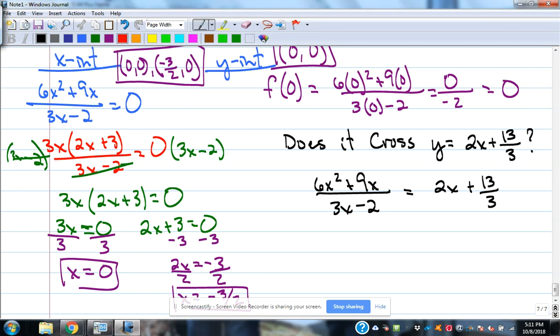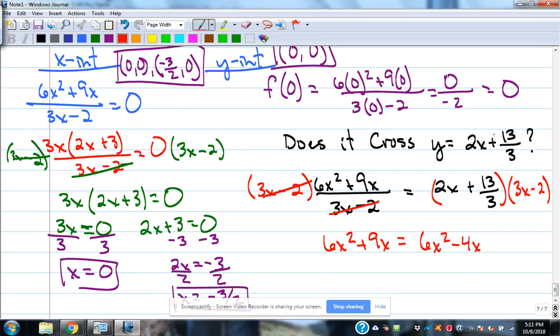This one's a little tougher. A lot of the work is the same. Multiply by 3x minus 2 on both sides. And then I'm going to have to multiply this out with the distributive property a couple of times. So 2x times 3x is 6x squared, 2x times negative 2 is negative 4x. 13 over 3 times 3 is 13x. 13 over 3 times negative 2 would be negative 26 over 3.